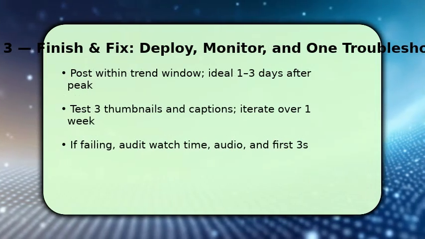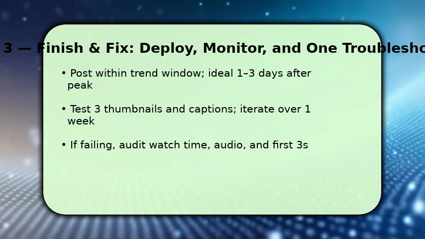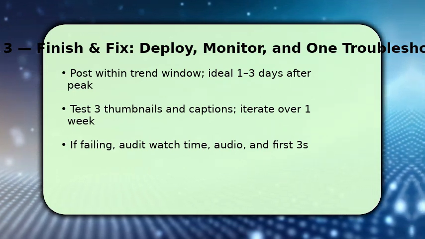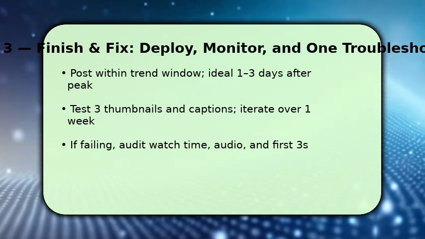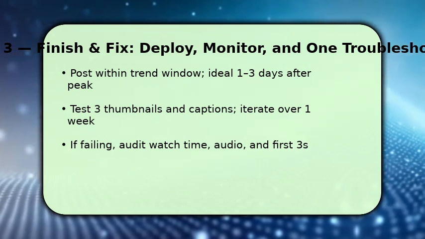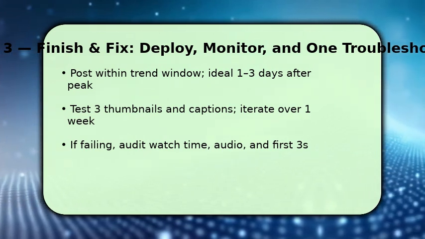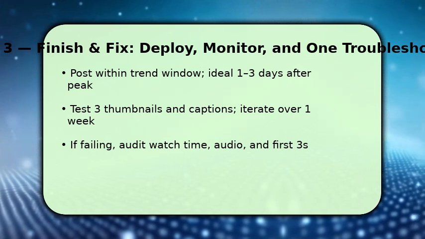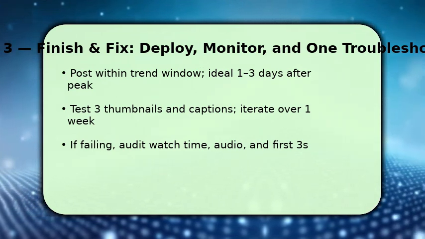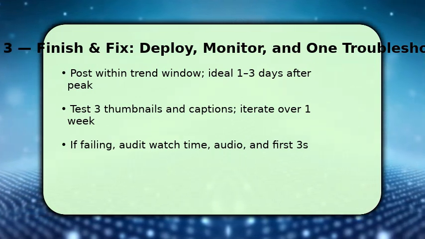You're ready to publish. Drop the short while the trend still has momentum, ideally 1 to 3 days after peak interest. When uploading, test 3 thumbnail or caption variants across early posts and iterate over 1 week based on watch time metrics. If performance stalls, audit your first 3 seconds, audio clarity, and average view duration, fix the weakest element and repost a trimmed version. Finally, promote on one platform briefly to kickstart initial engagement if needed.